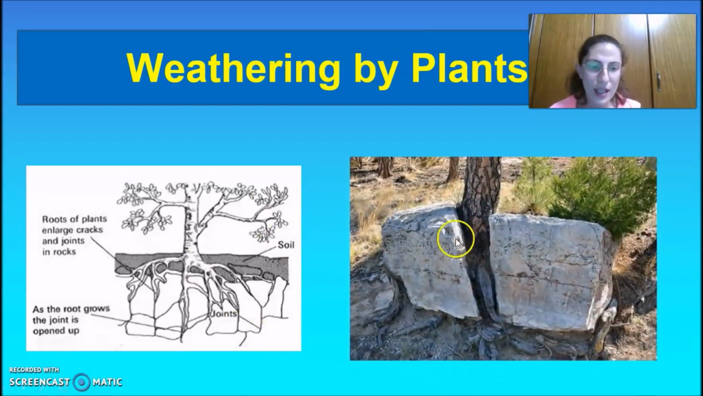Look what happened over here. It breaks it into smaller pieces. So the roots of this tree, okay, started growing into small cracks of this rock, and then over many years, as this tree grew bigger and bigger, the roots started pushing more on the cracks, making them even bigger. After many years, what happened? The trunk of the plant kept growing more and more, making the cracks even bigger and breaking the rocks into two smaller pieces. Clear?